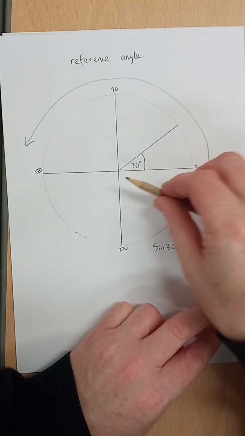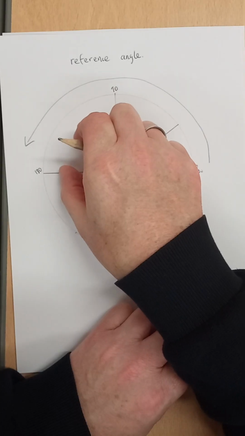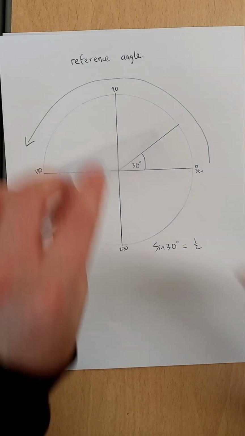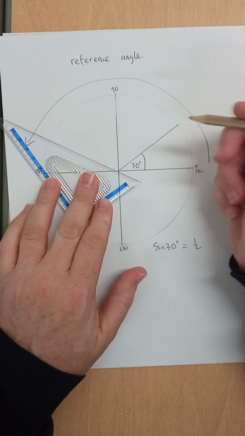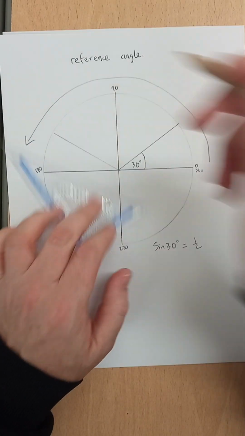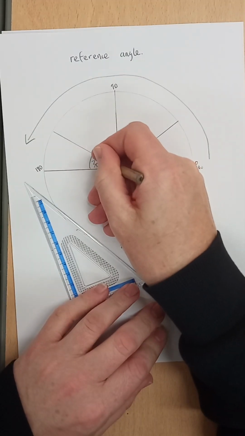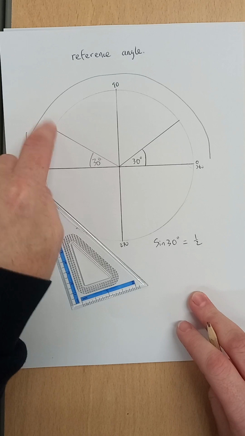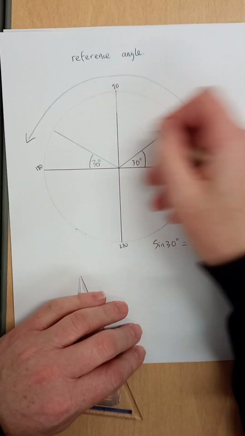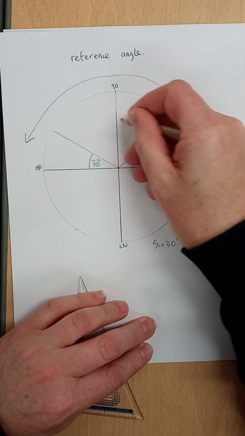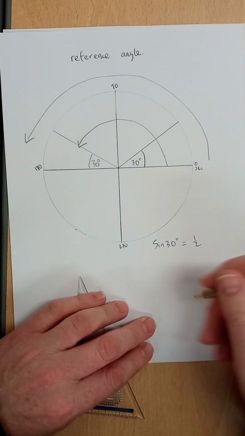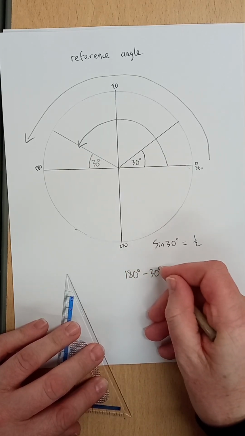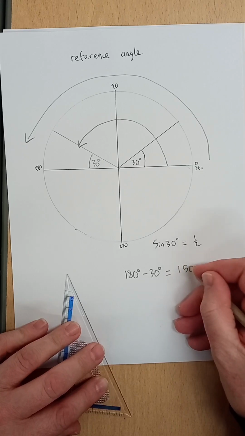So if I was to plonk 30 degrees down in this quadrant, what angle from there to that point would it make? So let's plot 30 down in here. So there's my 30. So what angle has been made from there right over to here? Of course, the way to figure out this angle is to just take 180 degrees away from 30 degrees, and I get 150 degrees.